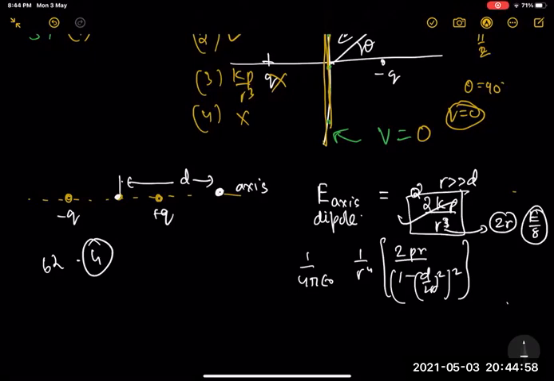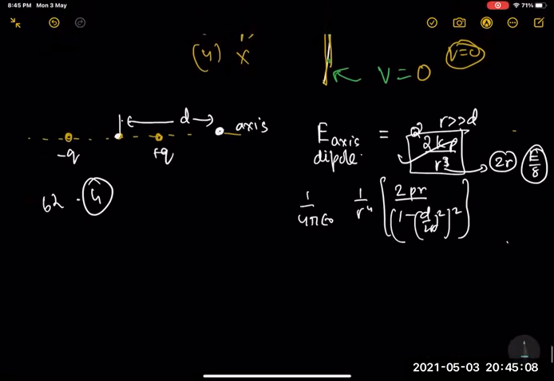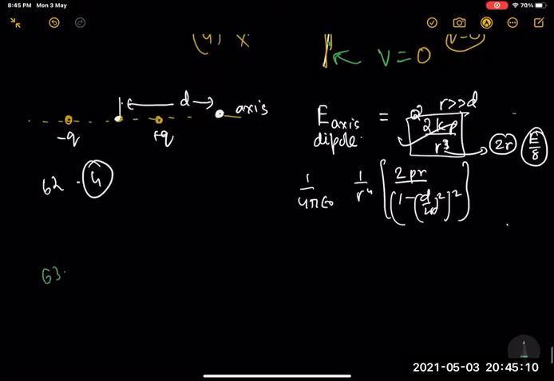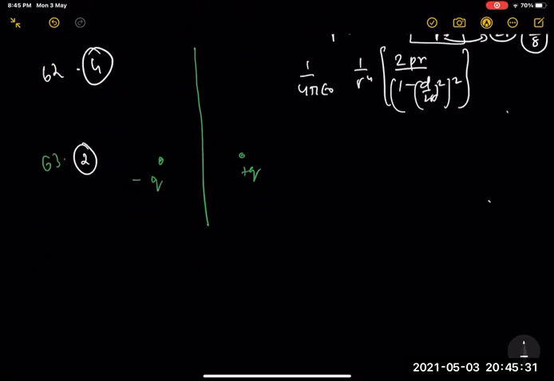And then afterwards, after 62 comes 63: for a point situated on the equatorial line of an electric dipole, the direction of electric field intensity is... The equatorial line is this line, between minus q and plus q. The direction of the electric field intensity is opposite to the dipole moment, right? 63 is 2. And then 65.